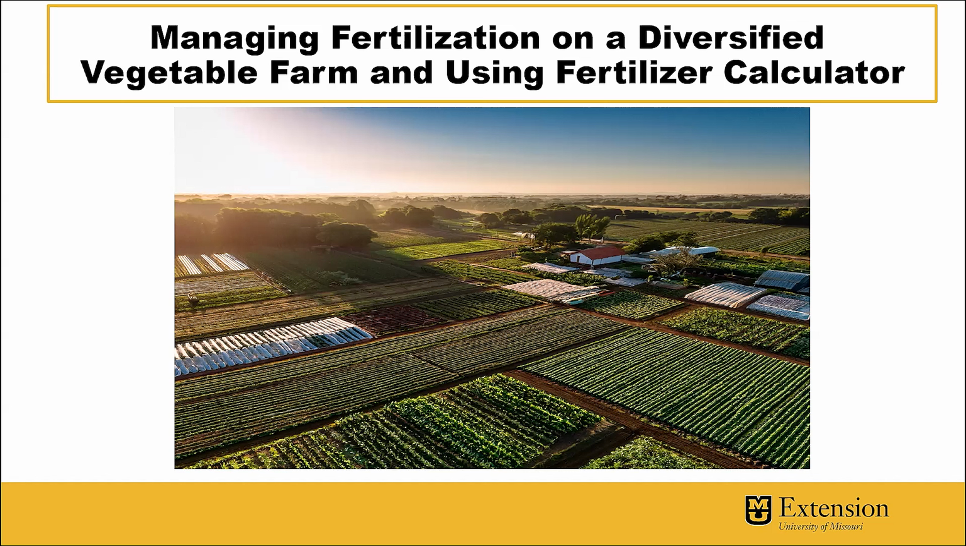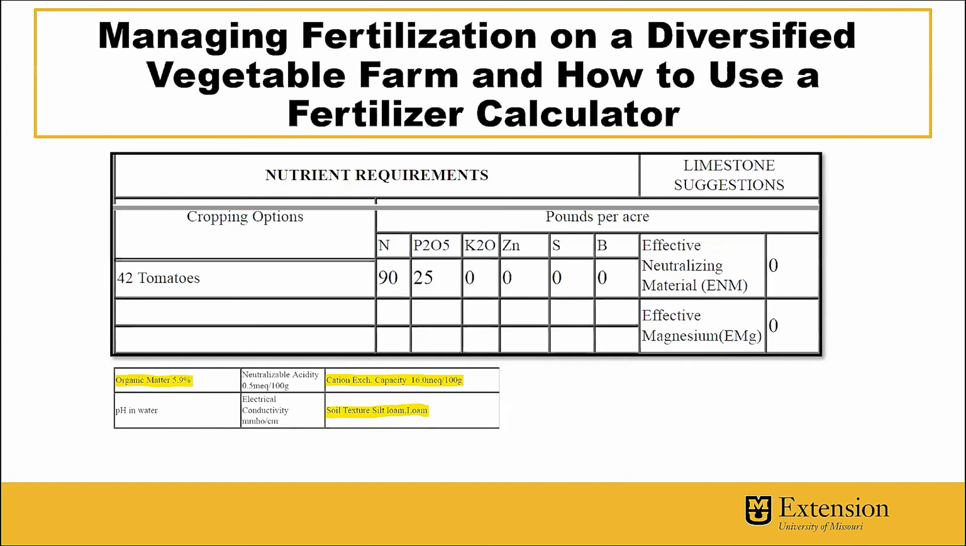I oftentimes get questions from diversified growers on how to develop a fertility management plan for a farm that has many different crops, such as a CSA vegetable farm or a market farm that sells primarily to farmers markets. Let's start by taking a look at a standard soil test report.